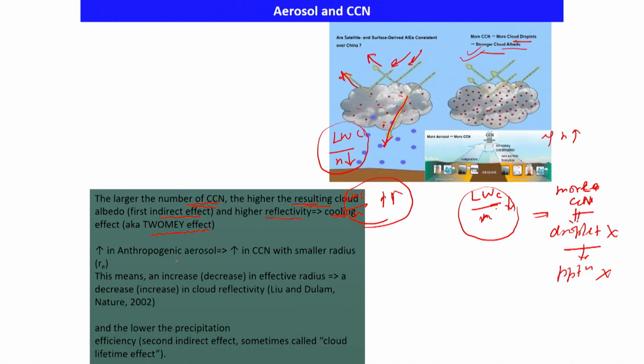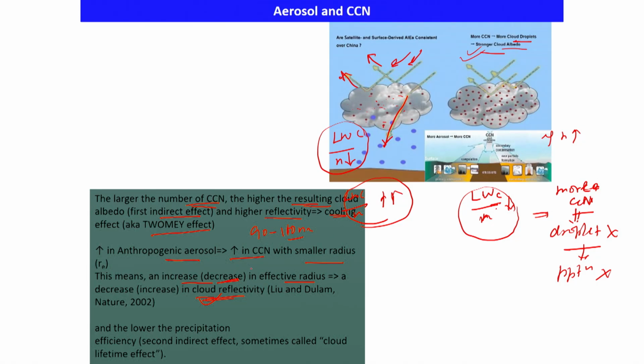So if you increase anthropogenic aerosols, there will be an increase in the CCN in the given size, say 90 to 110 nanometer particles, with a smaller droplet radius. If you increase the effective radius, there will be a decrease in the cloud reflectivity, and if you increase the number of particles and decrease the effective radius, the cloud albedo will increase. This is what is important, as I explained here.